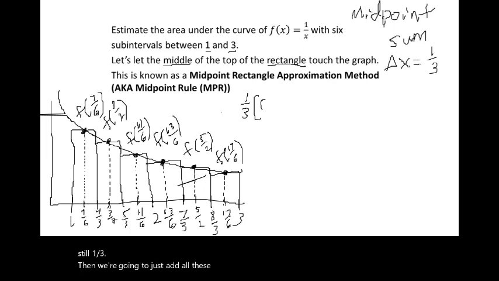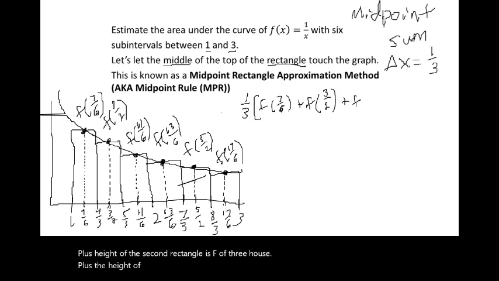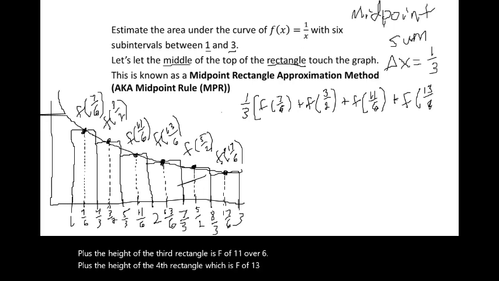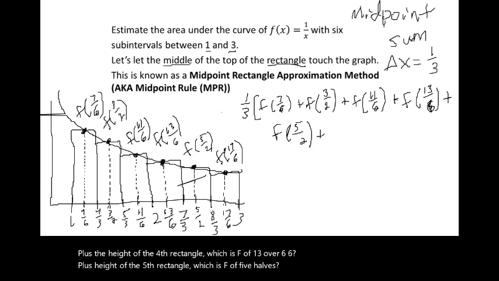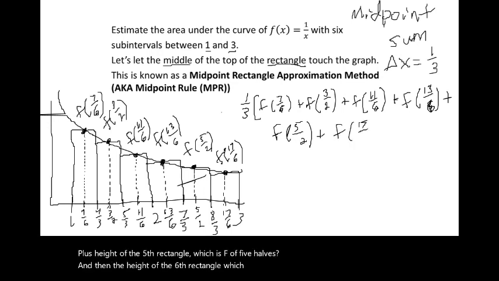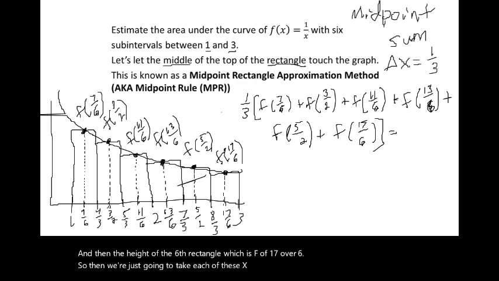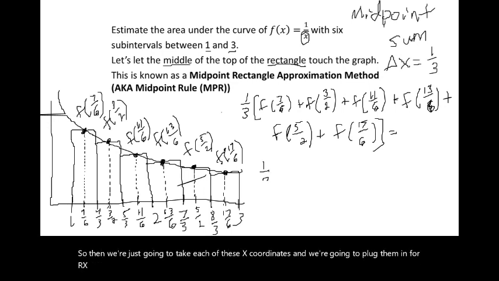So the height of the first rectangle is f of 7/6, plus the height of the second rectangle is f of 3/2, plus the height of the third rectangle is f of 11/6, plus the height of the fourth rectangle, which is f of 13/6, plus the height of the fifth rectangle, which is f of 5/2, and then the height of the sixth rectangle, which is f of 17/6. So then we're just going to take each of these x coordinates and plug them in for x in f of x to get their actual heights.